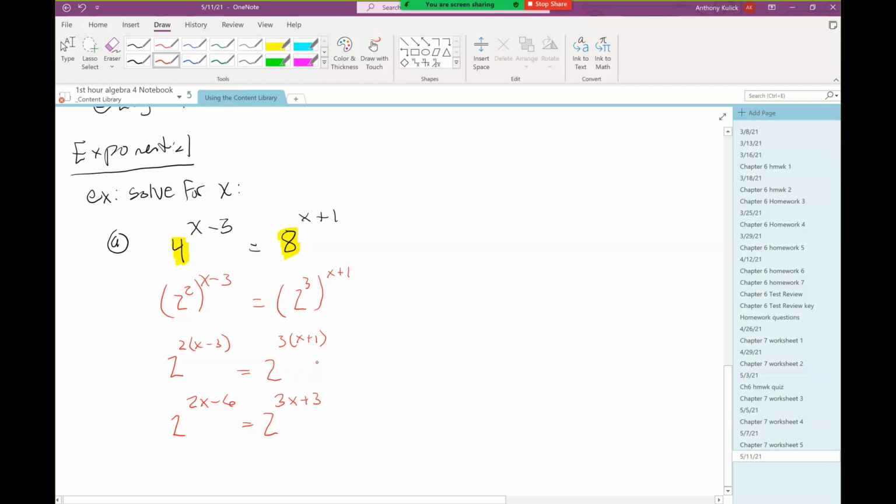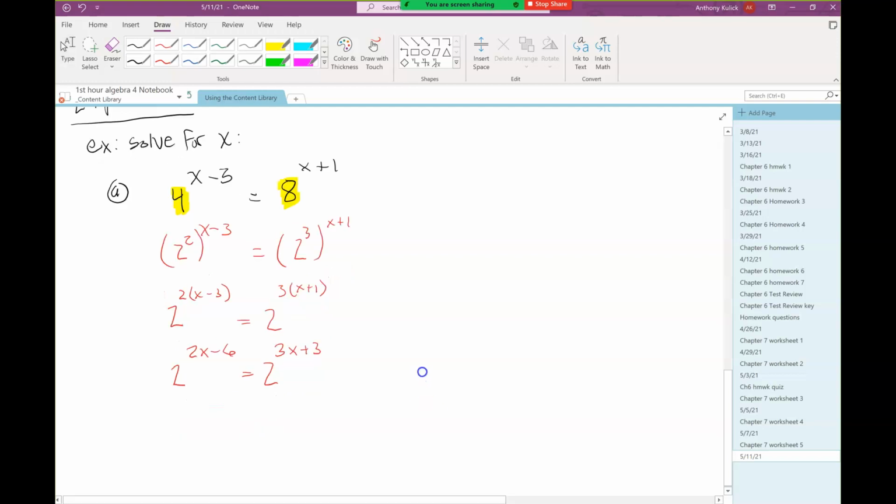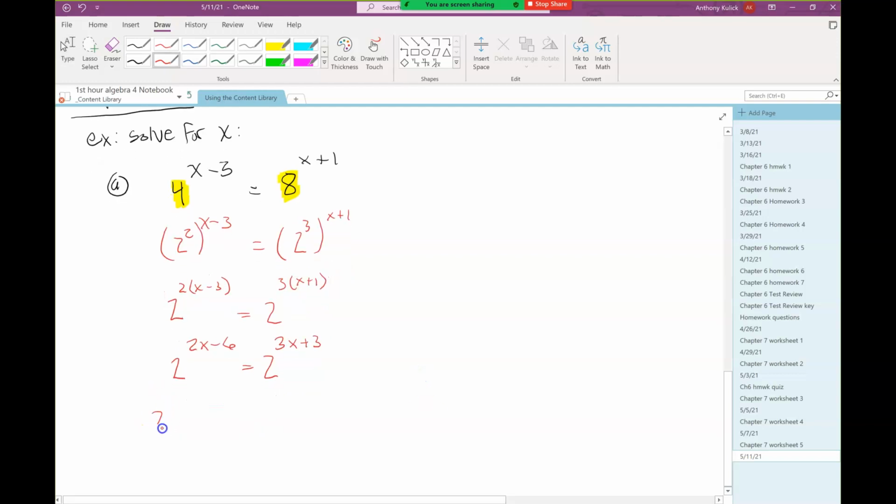So, I have these two things that have to be equal. The bases are the same now. They're both base 2. The only way these two things can be equal is if the exponents are also equal, right? Does everybody follow that? Should be relatively obvious at that point.